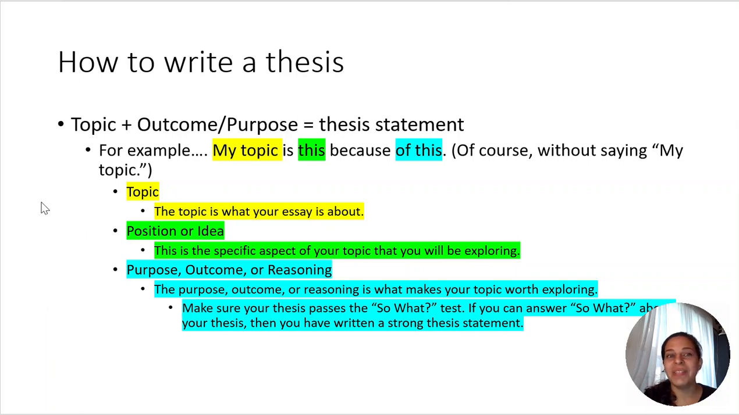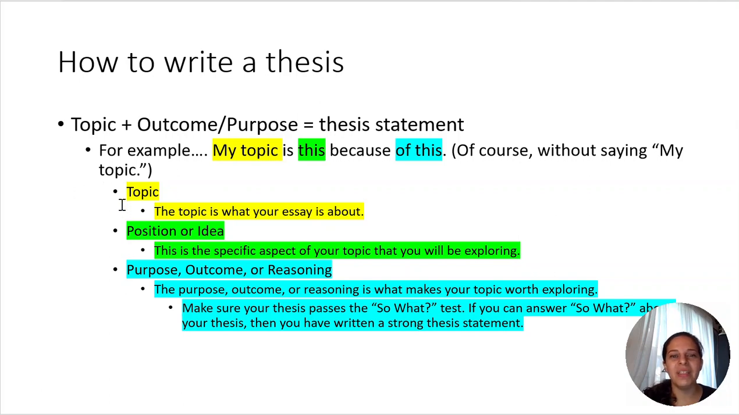How do we write a thesis statement? So a thesis statement should have two main components. One is the topic, and the other is the purpose or outcome of writing about that topic. So for example, if you wanted to put it in very simple terms, you could say my topic is this because of this. Of course, without saying those particular words.